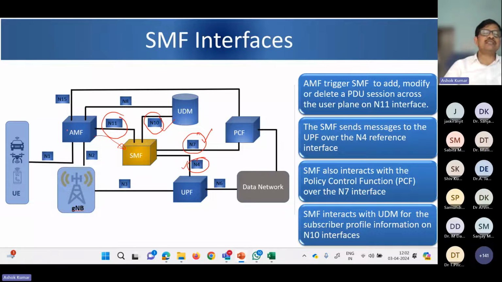Similarly, I had not discussed about AMF interfaces. So AMF interfaces are like N1 interface from the user equipment. Of course, practically it will go through gNodeB, but it is transparent. gNodeB to AMF is called N2 interface. And AMF also connects with, say, PCF for policy control function and also to the UDM for subscriber profile.